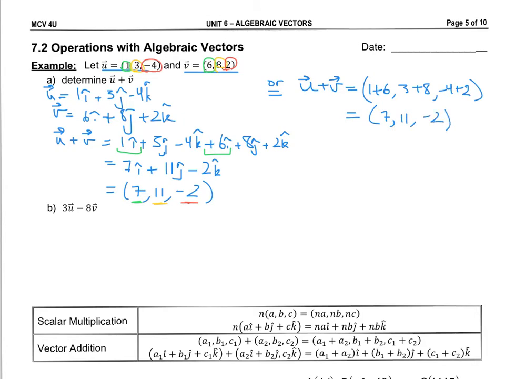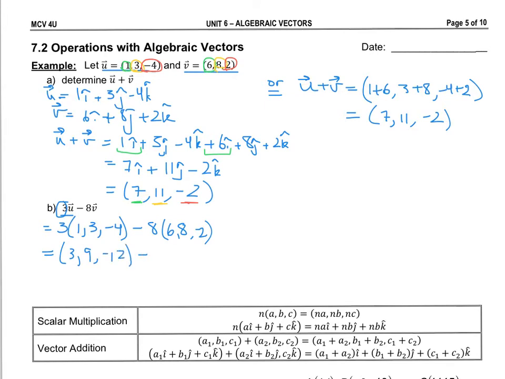All right, so our second example here involves some scalar multiplication as well. So we want 3 times that vector u. So we're going to have 3 times this vector. And when we do that, we're just going to multiply each component by 3. And then we have minus 8 times vector v, so 6, 8, 2. So multiply that 3 through the vector. We're going to get 3, 9, and negative 12.